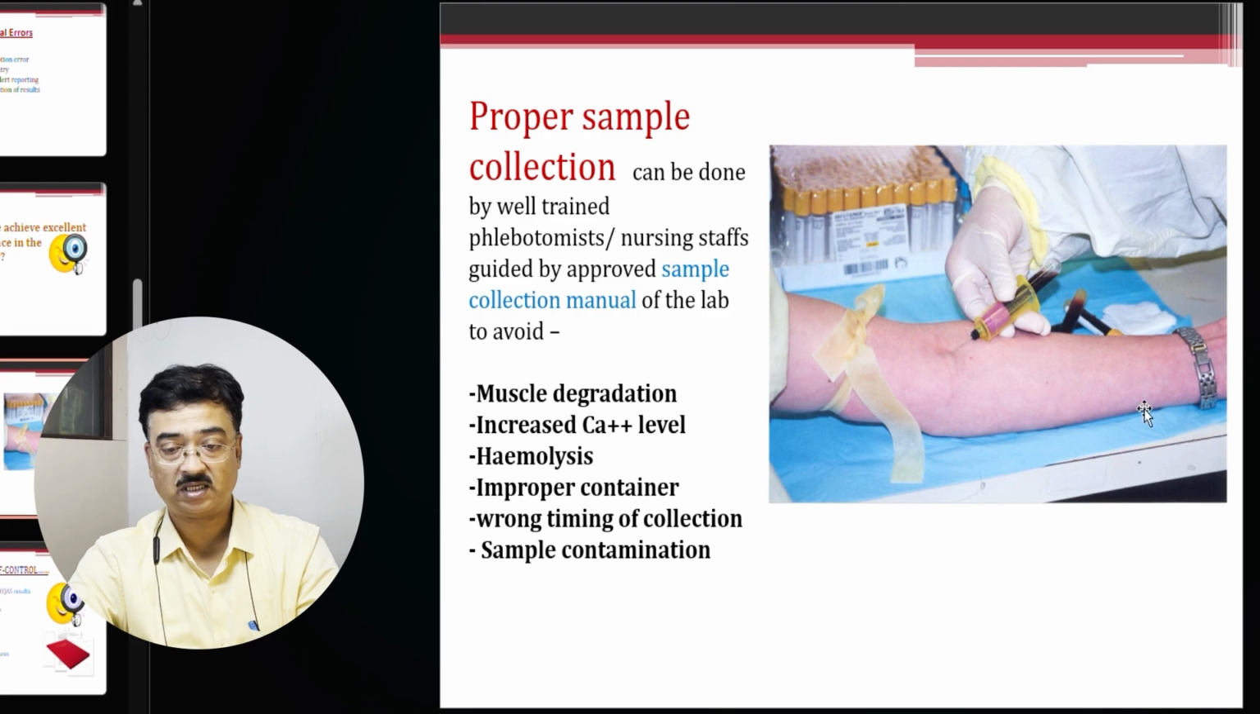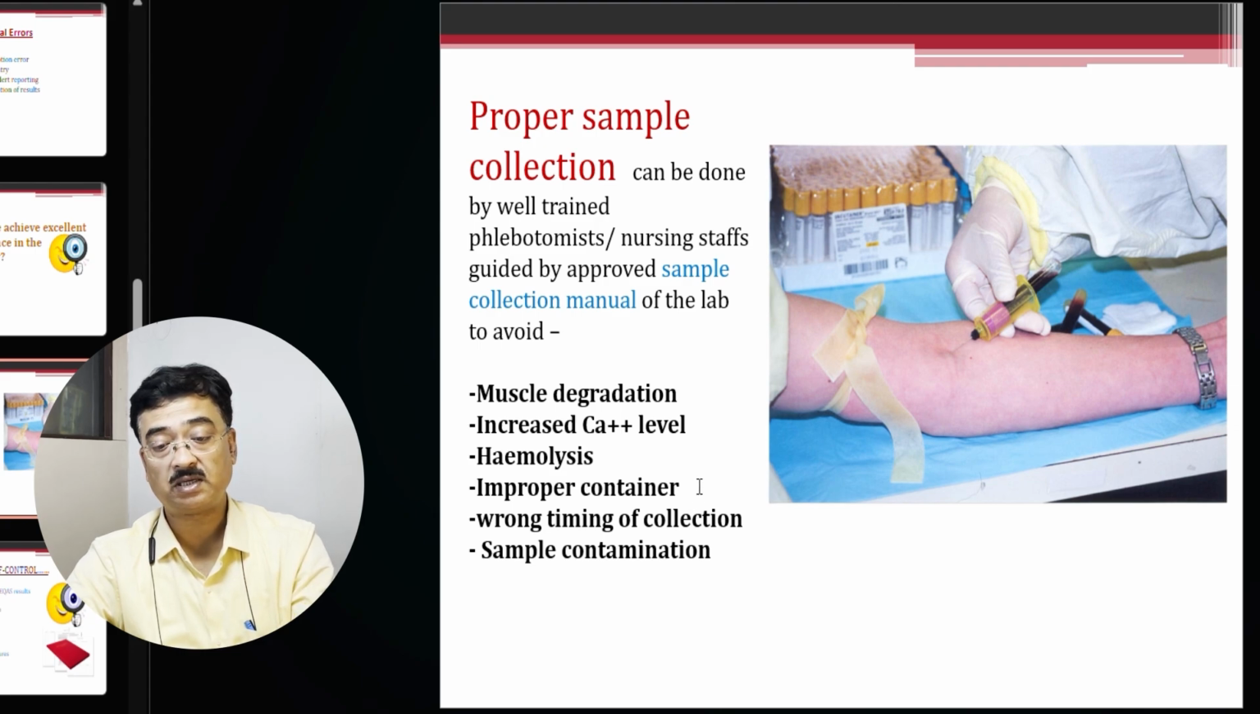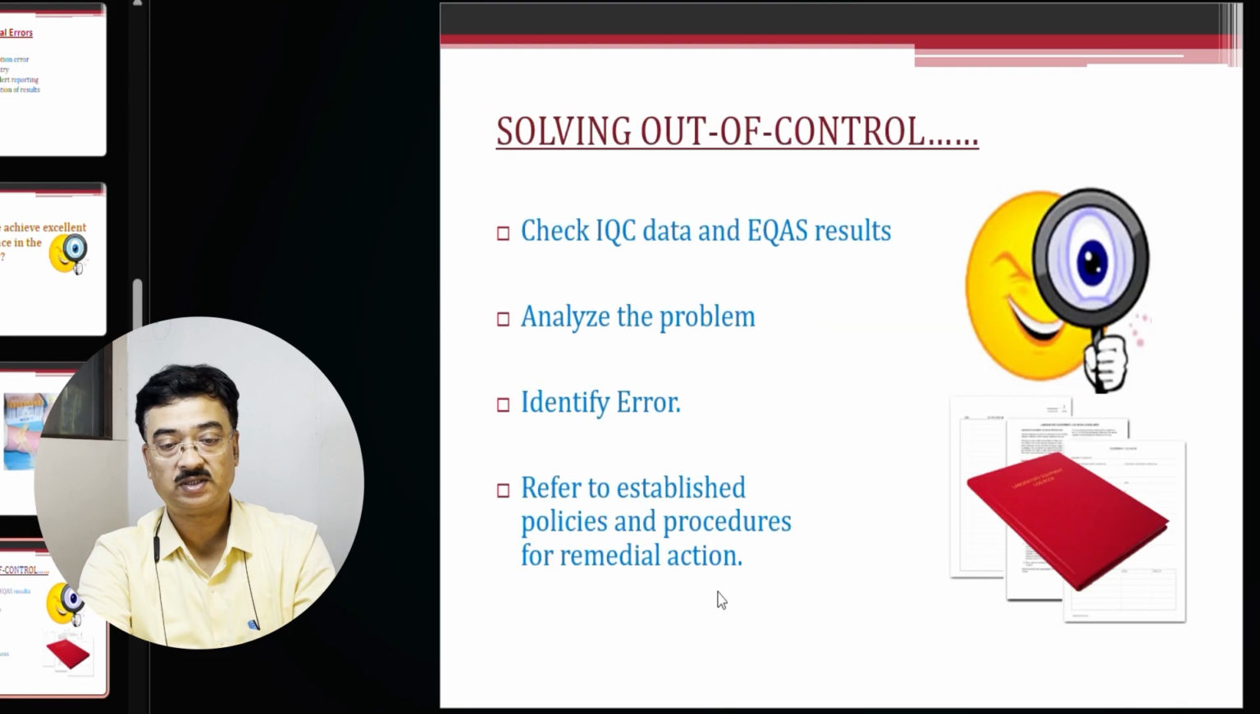Let's not go into details, but you can see proper sample collection is also very important for a proper test result. Improper collection can lead to muscle degradation, sudden increase of calcium level, hemolysis, improper containers maybe. Sometimes, if you are drawing a calcium sample in EDTA, the result will become 0 because EDTA will chelate the calcium. Wrong timing is very important. I told you about lipemia, that wrong timing or sample contamination. These are the things which have to be taken care of during sample collection.